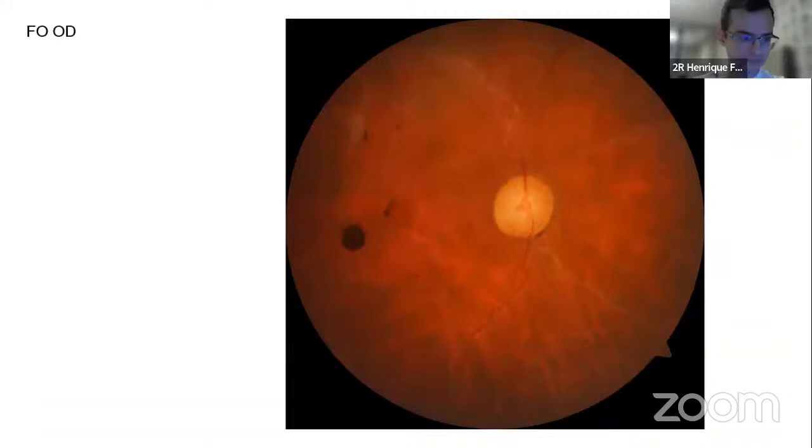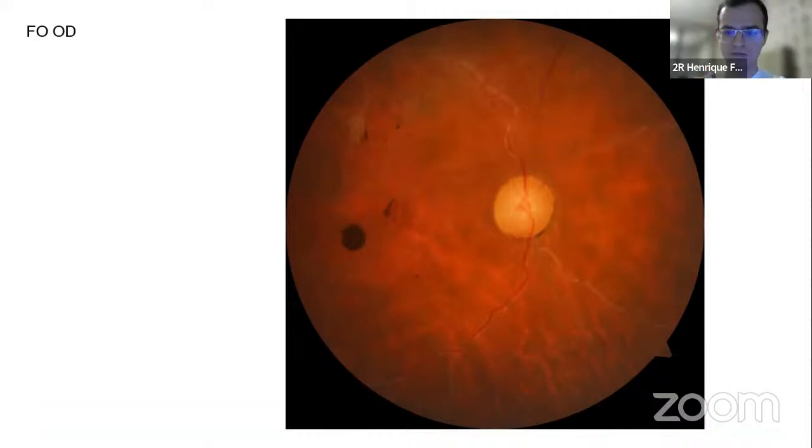Algum R1? Bom dia, meu nome é Cindy Sorril. Então, no fundo de olho do olho direito tem um disco pálido, bem delimitado. Os vasos estão normais, parece ter uma atenuação nos vasos. E tem uma lesão hiperpigmentada na região da mácula e a retina está aplicada.